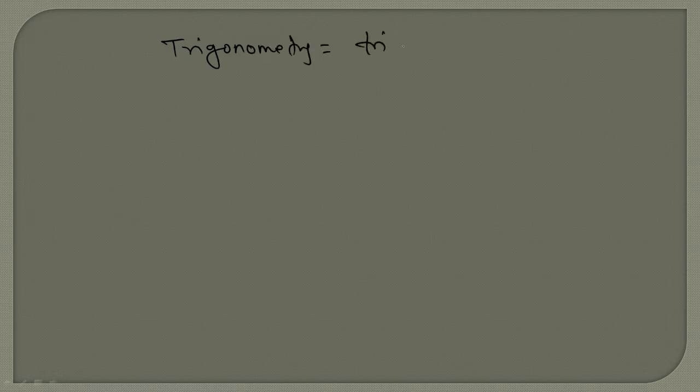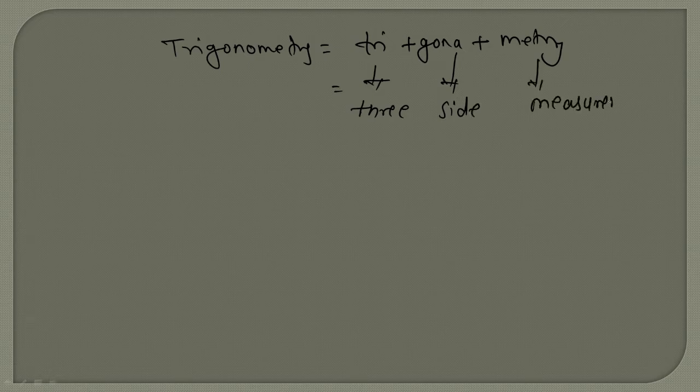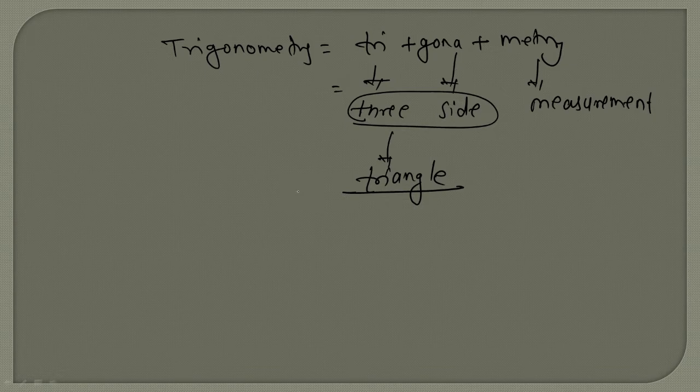Trigonometry: tri plus gona plus metry. Tri means 3, gona means side, and metry means measurement. So we will measure the figure which has 3 sides. A 3-sided figure we call a triangle. And in standard 9, we deal with a specific right angle triangle.